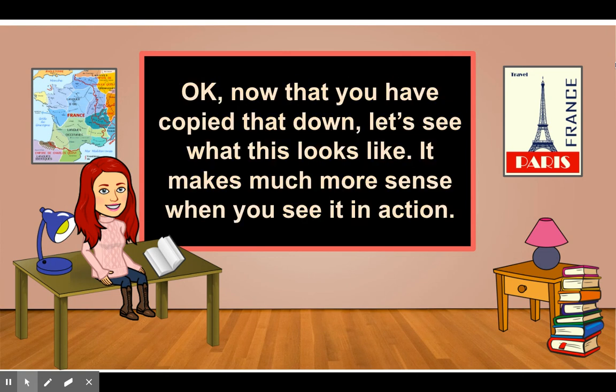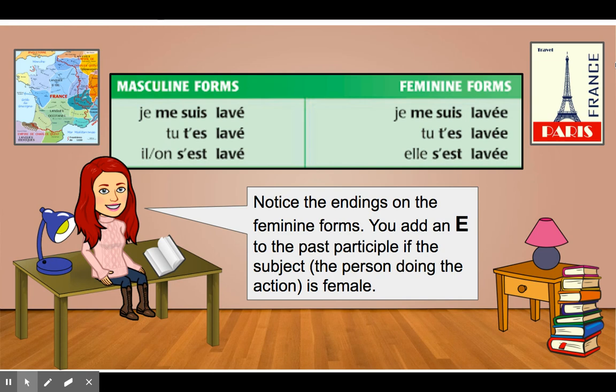Okay, so now that you've copied that down, let's take a look what it looks like, because it makes a lot more sense when you see it than when you just hear about how it works. So this is a little blurry, and I'm sorry about that. I'd like you to copy down the forms of je me suis lavé. So this is to wash oneself, but in the past tense. So you've got masculine forms and feminine forms. I'd like you to make a chart just like this in your notebook.